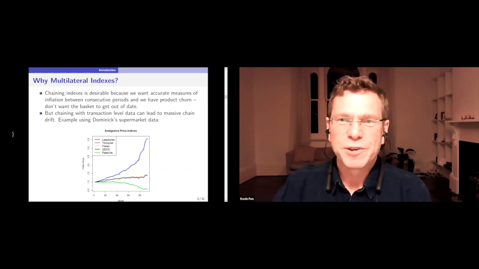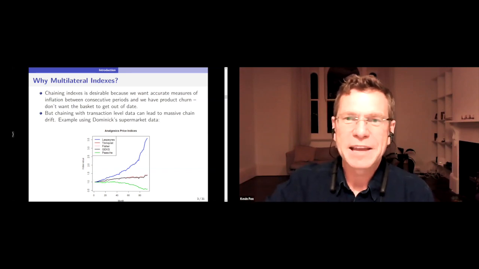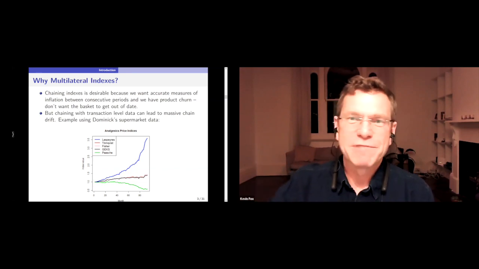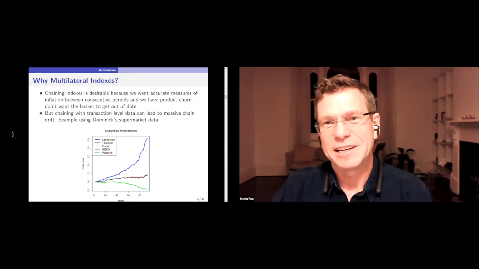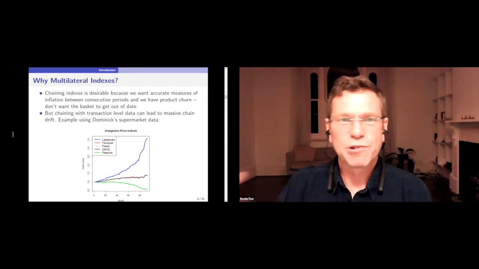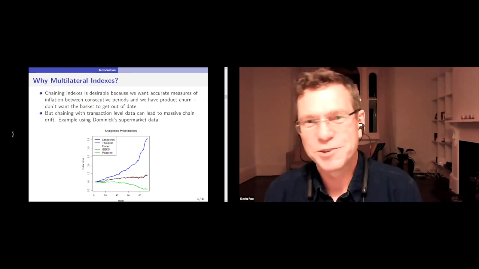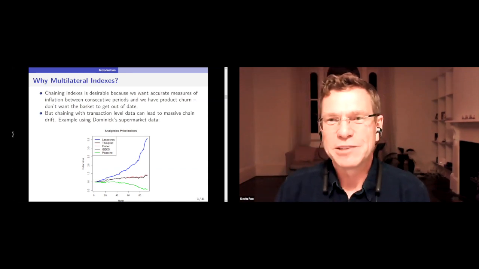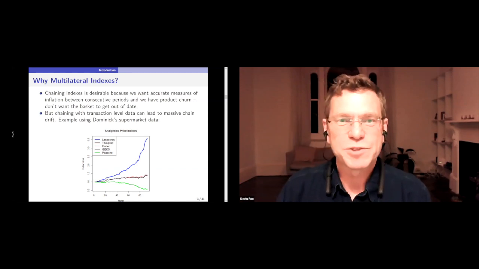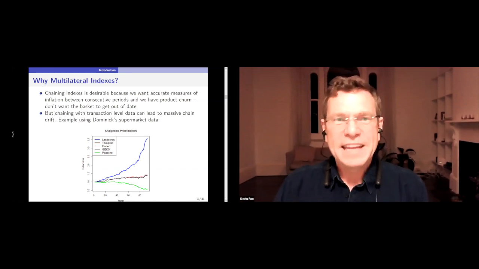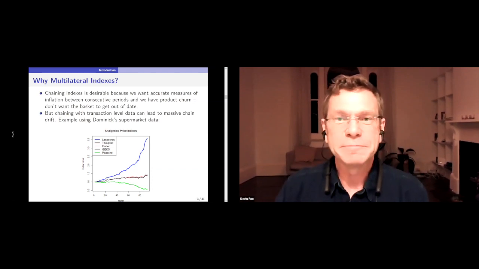And we want to chain and link all those month-to-month comparisons up. The reason for doing that is so we see market developments, because every month products enter and products exit. This is product churn. And we don't want the basket to get out of date, because if we're still using a 1472 basket, there wouldn't be much in common with today's actual consumption patterns. But chaining with transaction level data, like supermarket scanner data, can lead to massive chain drift.